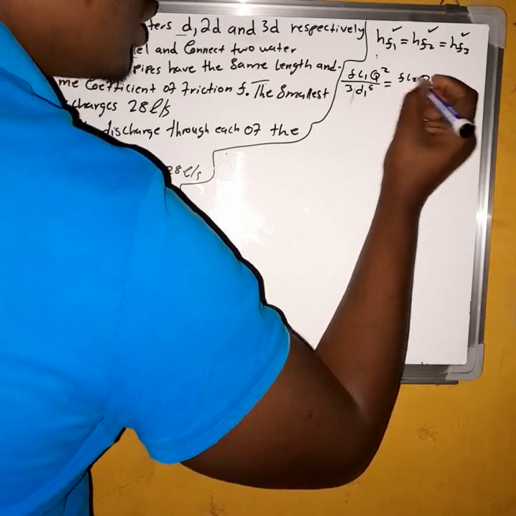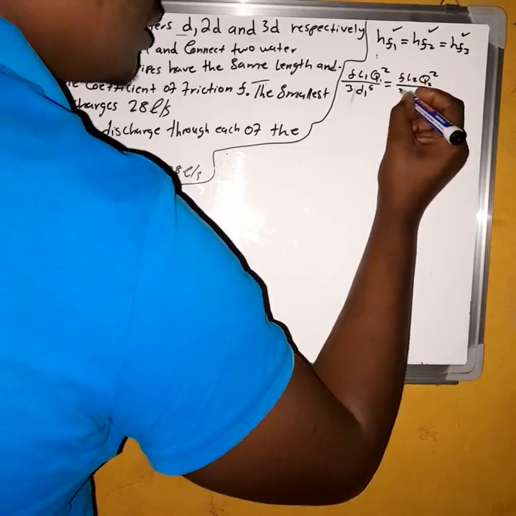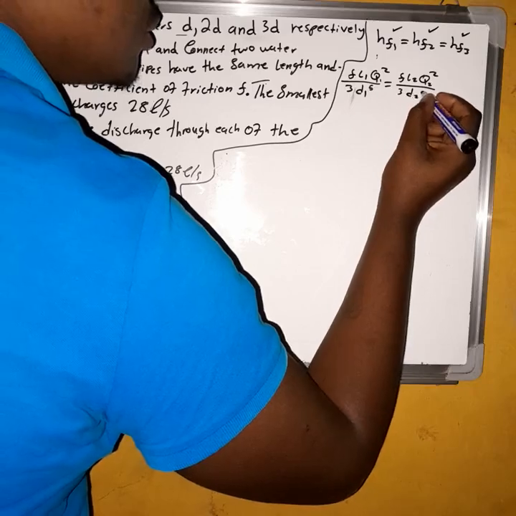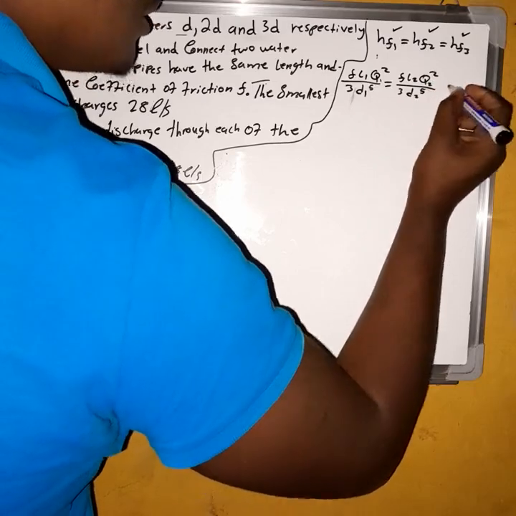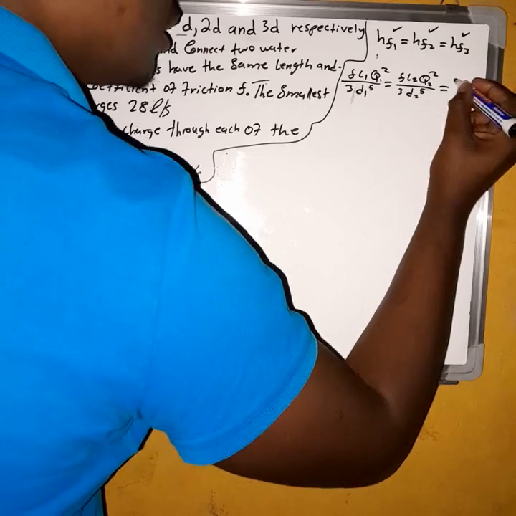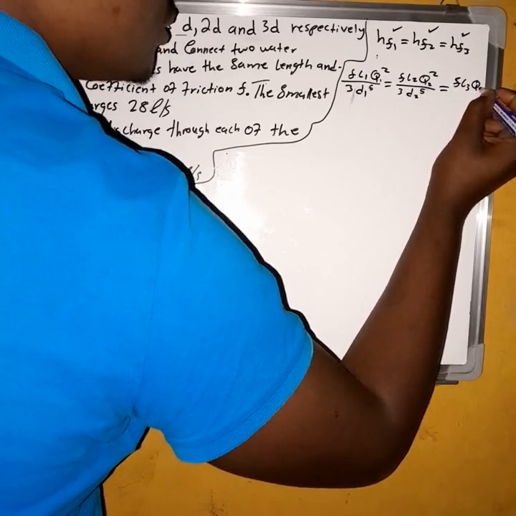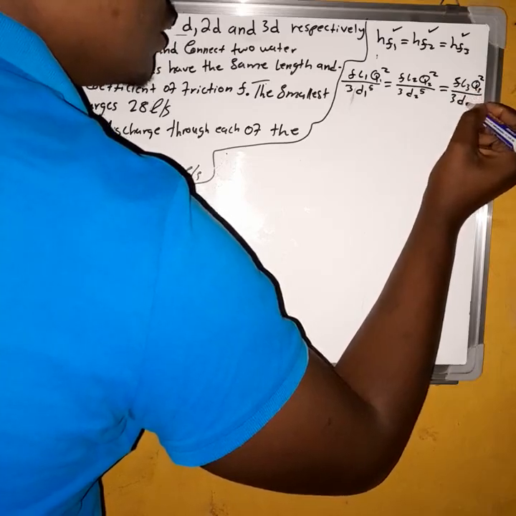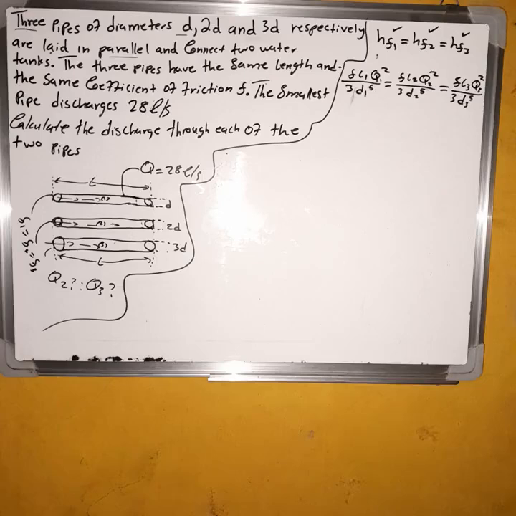HF2 equals L2 Q2 squared over 3 D2 raised to the power 5, must be equal to HF3 equals L3 Q3 squared over 3 D3 raised to power 5. Right, it's what we are trying to say there.